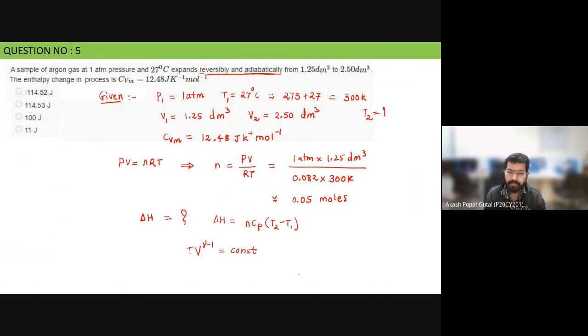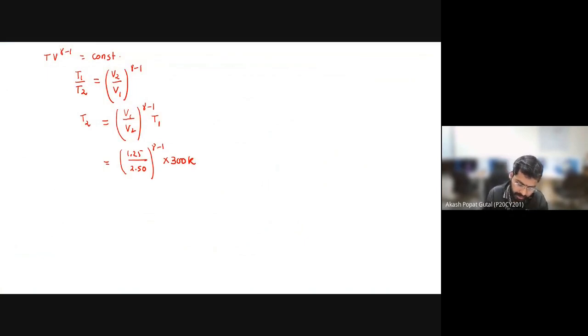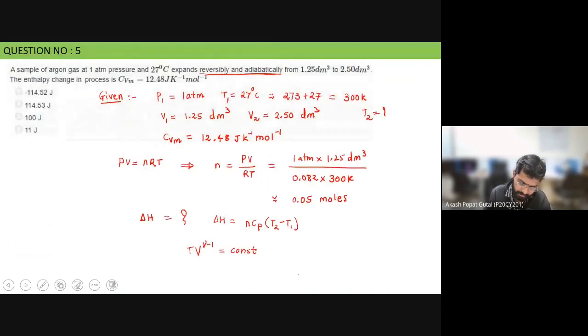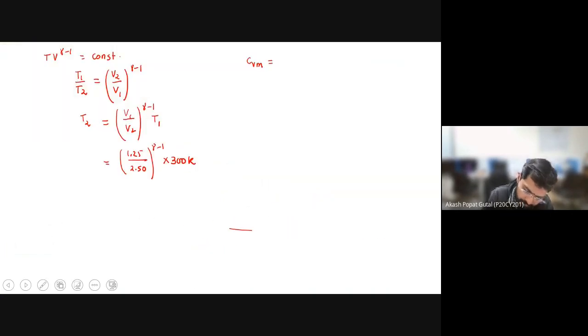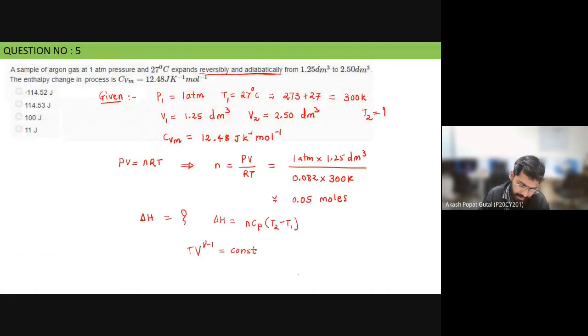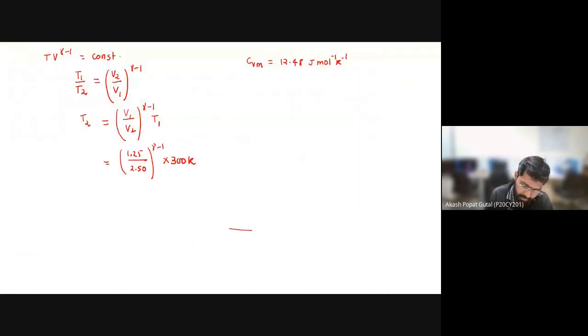So gamma minus 1, T2 is 300 Kelvin. But we don't know what gamma is. To find gamma, we know Cv. Cv,m is given as 12.48 joule per mole per Kelvin. So from that, as we are considering the argon gas as ideal, we know Cv.